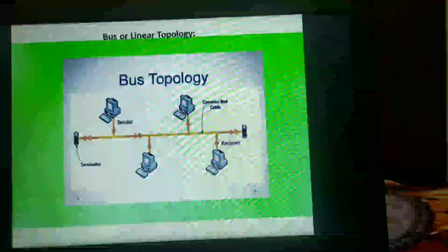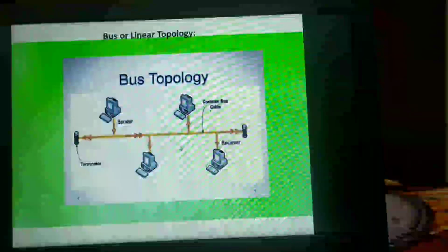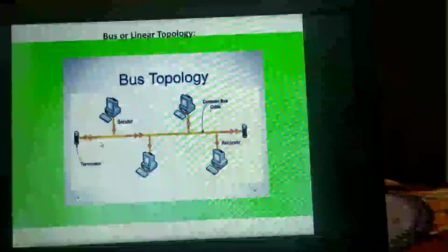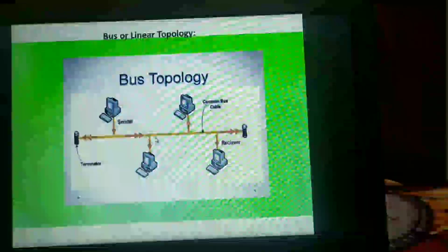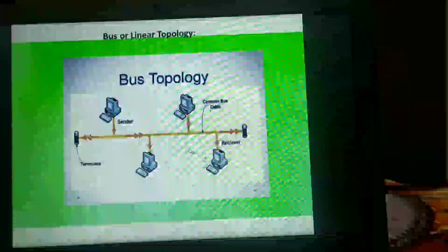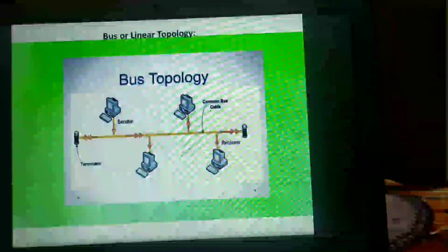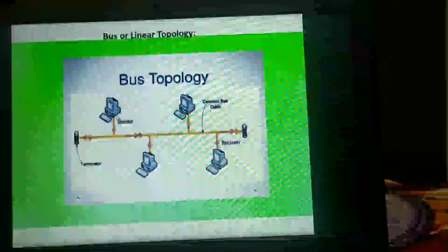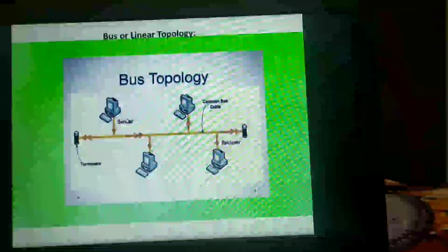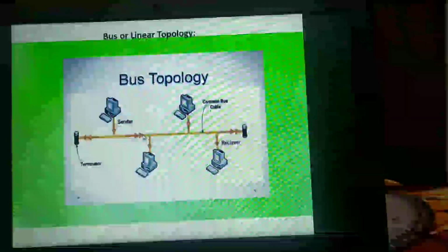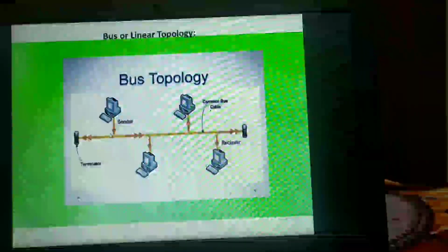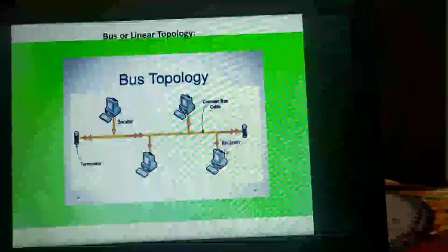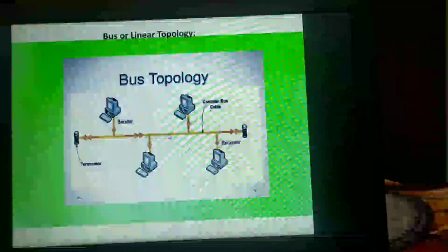Now let us see the disadvantages of linear topology. The fault diagnosis is difficult. That means the control of the network here is not at all centralized. So the detection of the faulty node may have to be performed from many points in the network. Let us consider this to be the sender and this to be the receiver. When the sender sends the data packets, suppose this is my faulty node.